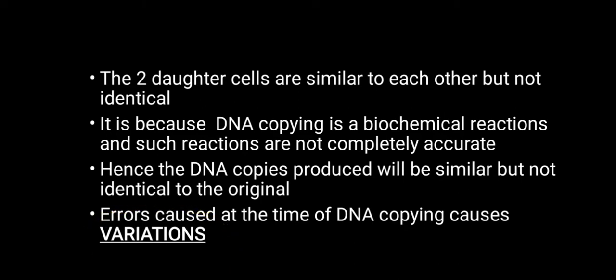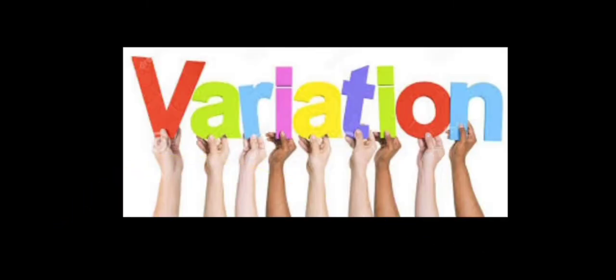Is it clear? So when DNA is getting copied from a pre-existing one, it causes errors because no biochemical reactions are completely accurate or reliable, and errors are generated, and these errors result in variations. Variation means the degree of differences that are generated.